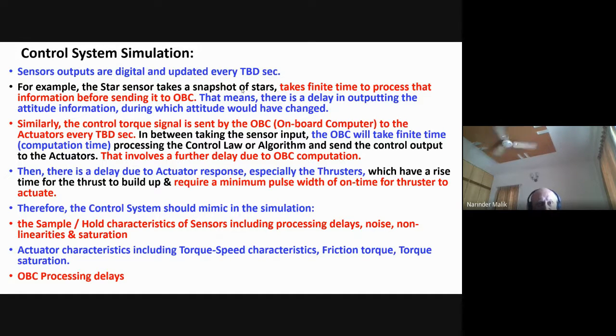Similarly, the onboard computer, once it receives the input from sensor, it takes finite time to compute the controller and then gives a command to the thruster or to the wheel or to the magnetic torquer to do certain thing. There's another element of delay. All these delays become very, very important, especially when it comes to flexible spacecraft, highly flexible spacecraft. It becomes very, very important.